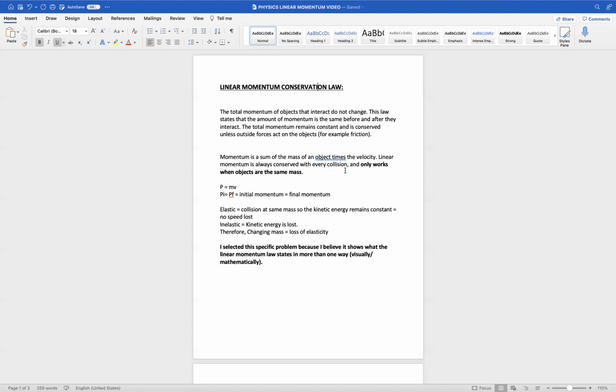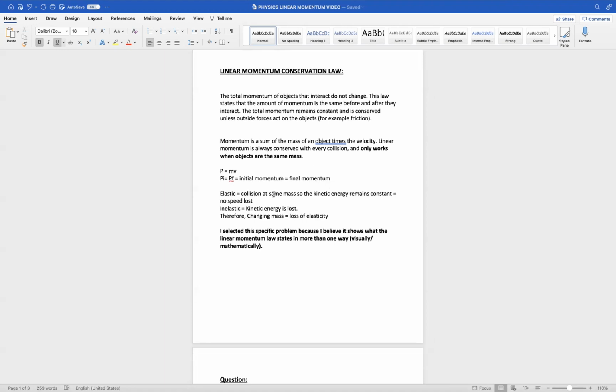Therefore, initial momentum should equal final momentum, as I wrote Pi and Pf. And I also wrote about elasticity. So a collision at the same mass has the kinetic energy constant with no speed lost, but if they are different masses, kinetic energy is definitely lost. Therefore, changing mass equals loss of elasticity, or it makes it inelastic.